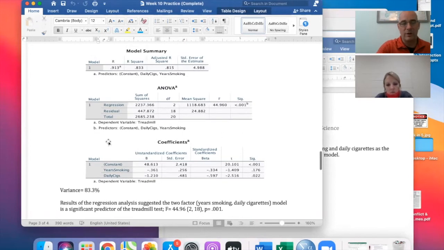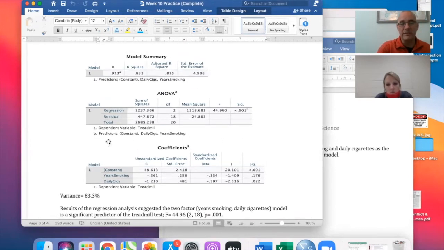So the first question was asking us about the variance. And if we look here at our R-squared value, we get 0.833. So in other words, 83.3% of the variance in treadmill results is being accounted for by the combination, the interaction of those 2 independent variables: daily cigarette use and years smoking.